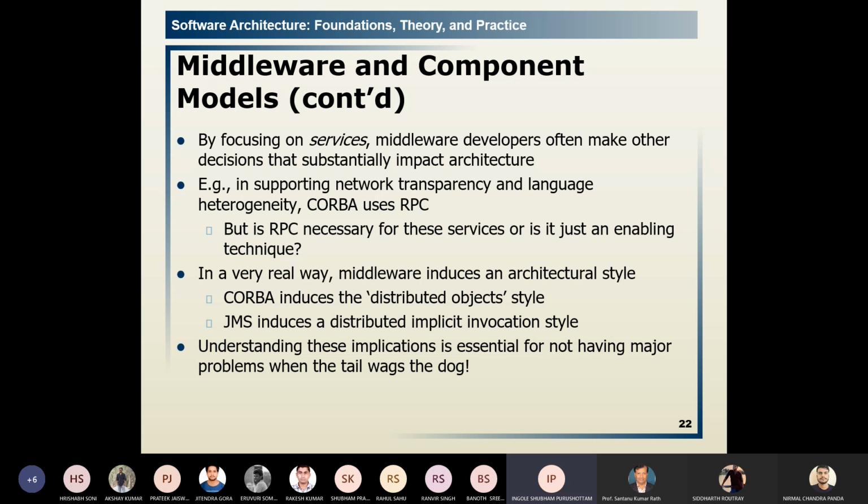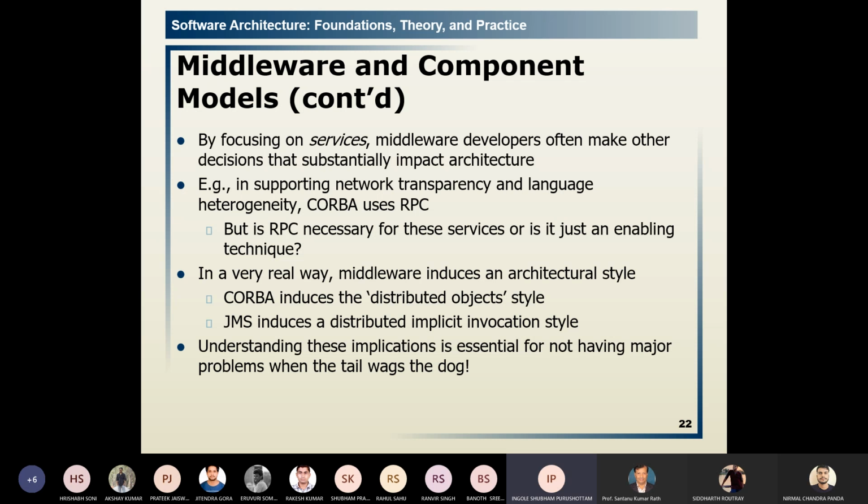He's using RPC in CORBA. But is RPC necessary for these services, or is it just an enabling technique? In a very real way, middleware induces an architecture style. CORBA induces the distributed object style, and JMS induces a distributed implicit invocation style. So middleware have their own architecture style. Induces means give rise to or bring about.